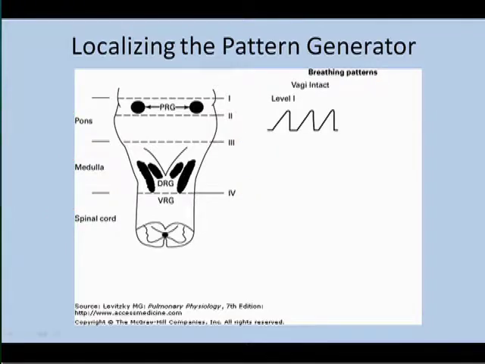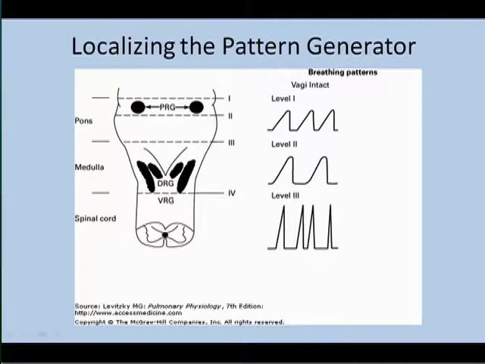So, if the brainstem is transected above the PRG, or the pontine respiratory group, the breathing pattern looks pretty normal. There are 3 breaths of normal size, they're evenly spaced in time, and they're regular. When you look at the breathing pattern after transecting the brainstem at level 2, you should appreciate that the breaths are larger. They're still regular, but they're larger. This suggests that the pontine respiratory group may suppress the magnitude of tidal volume. In other words, the pontine respiratory group adjusts the size of tidal volume.